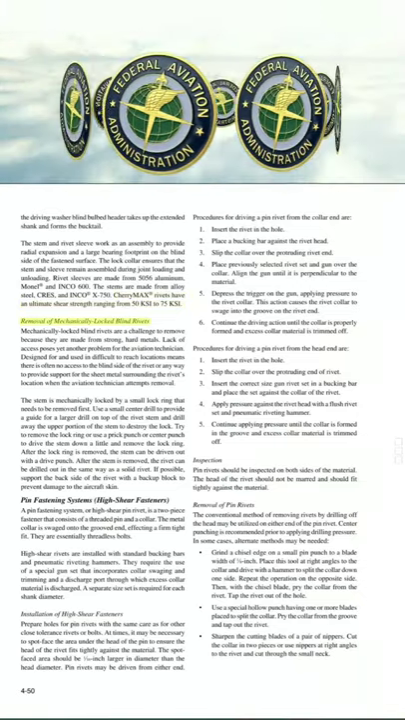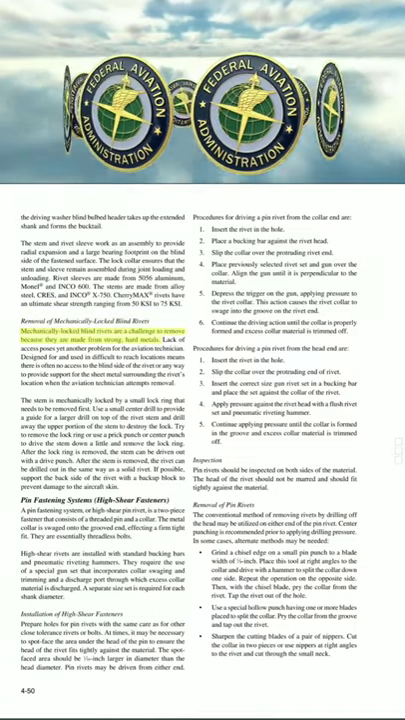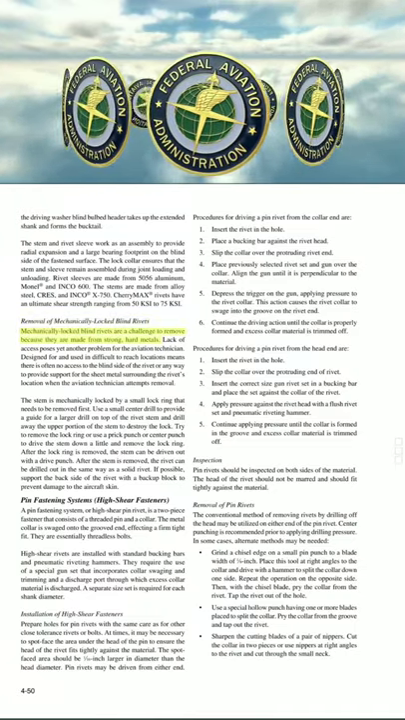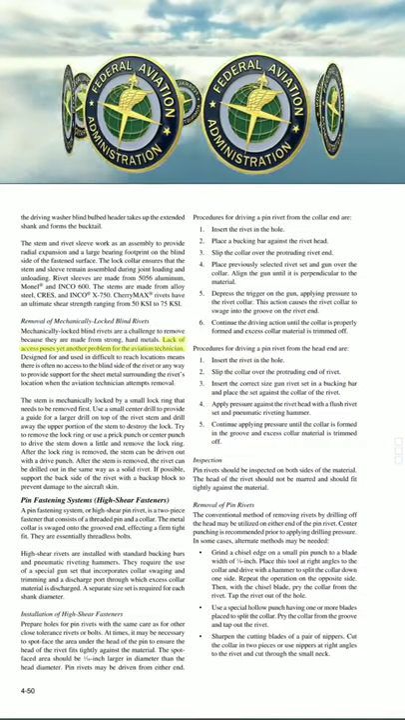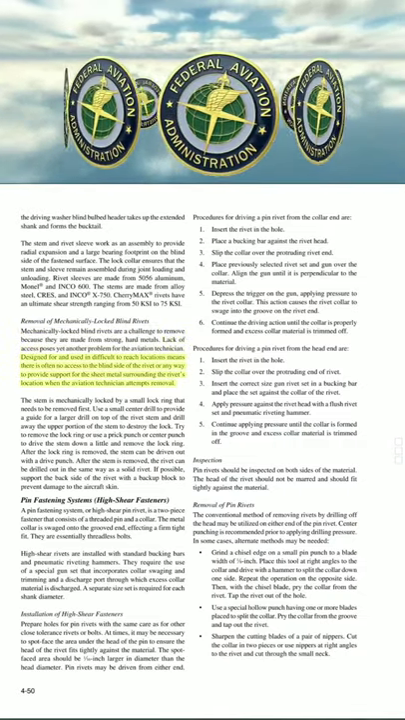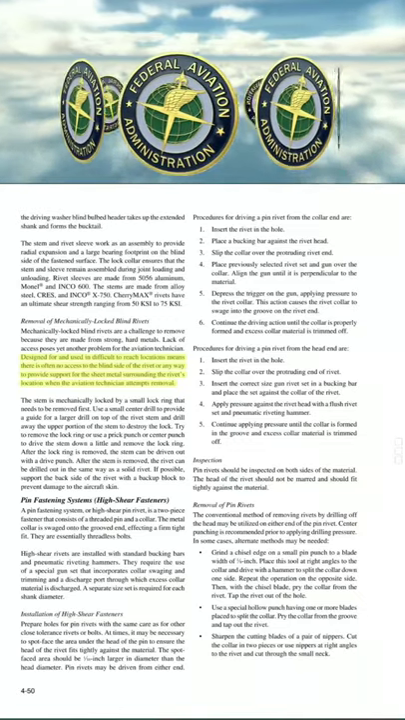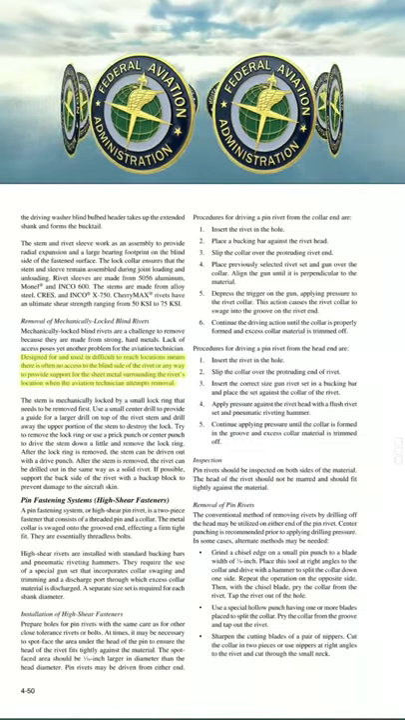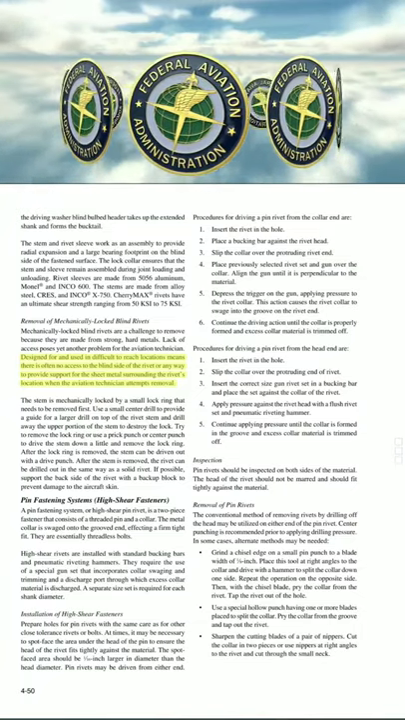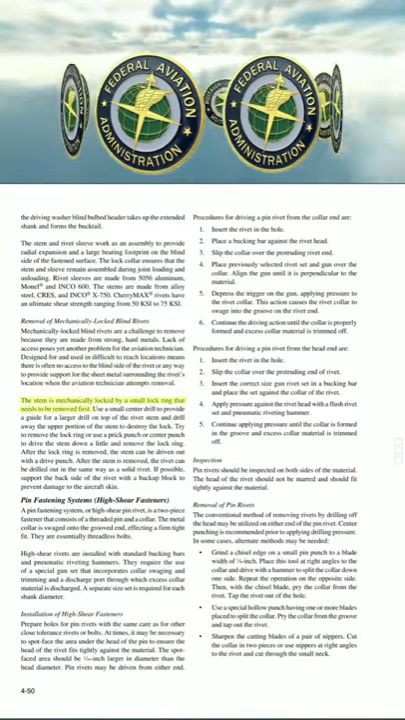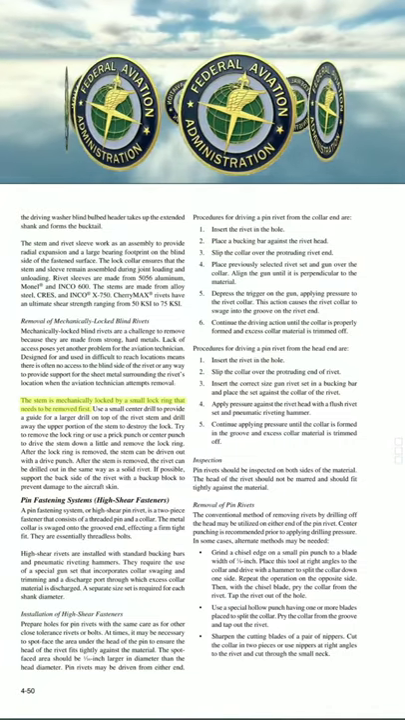Removal of mechanically locked blind rivets. Mechanically locked blind rivets are a challenge to remove because they are made from strong, hard metals. Lack of access poses yet another problem for the aviation technician. Designed for and used in difficult to reach locations means there is often no access to the blind side of the rivet or any way to provide support for the sheet metal surrounding the rivet's location when the aviation technician attempts removal. The stem is mechanically locked by a small lock ring that needs to be removed first.